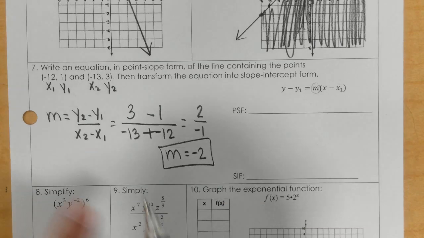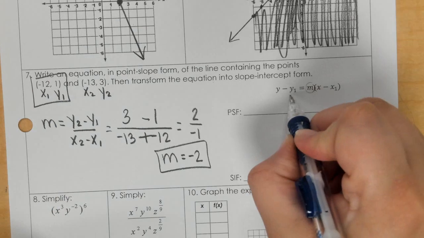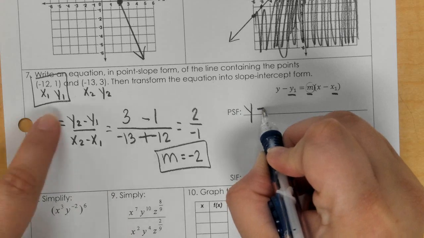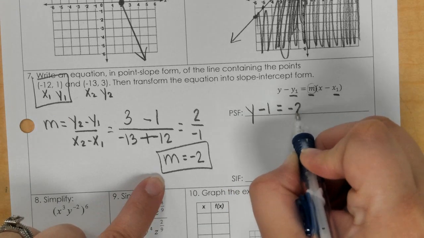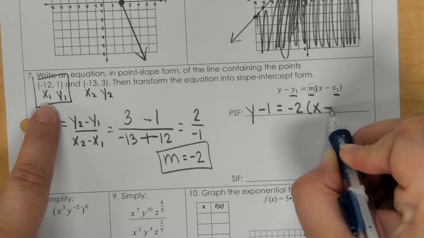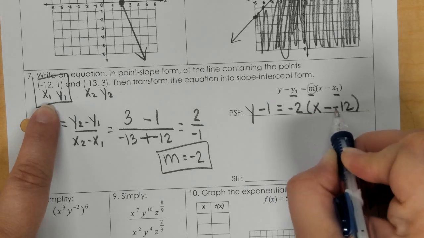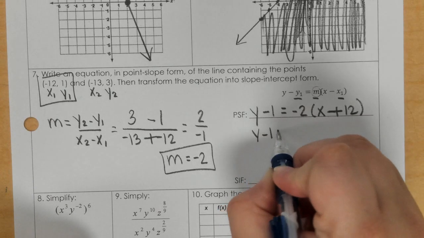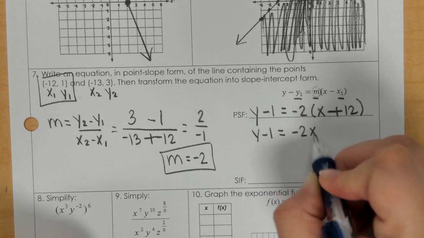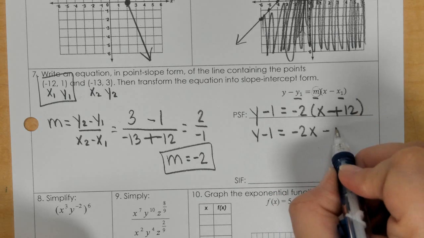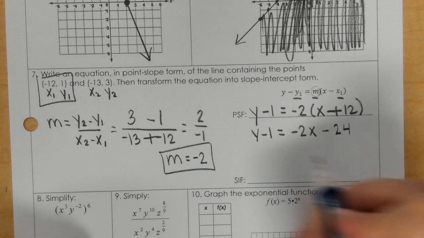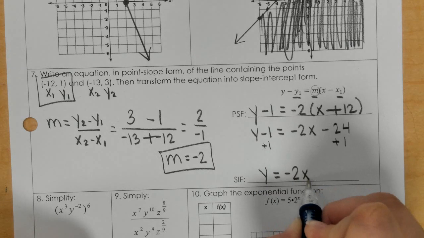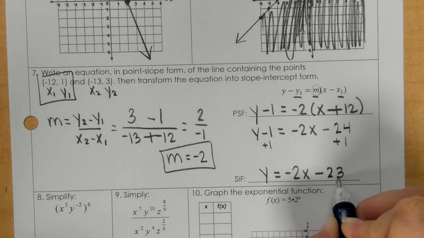Once I have my slope and my point, I can plug in those numbers to this part of the equation. So y minus 1, the slope is negative 2, and then x minus x1, which is a negative 12. Knowing that two negatives make a positive, I've got y minus 1 equals negative 2x, and then negative 2 times 12 is negative 24. Then I add 1, and we get y equals negative 2x minus 23.